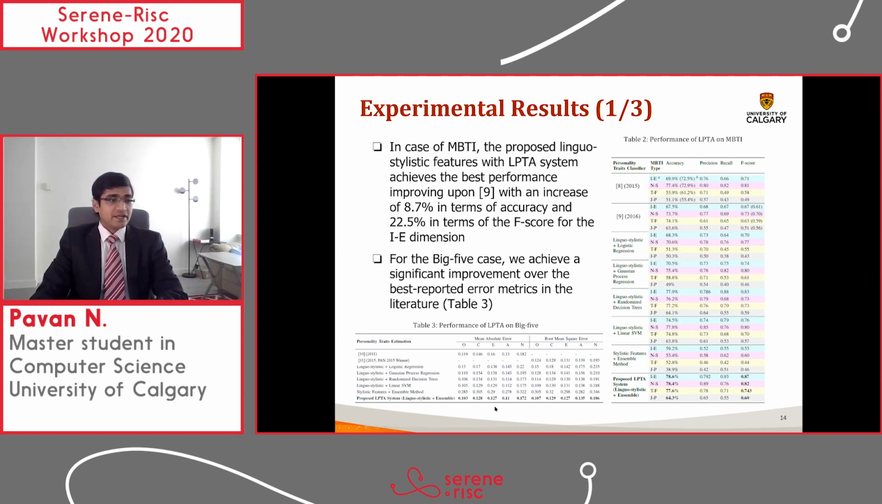And for the Big 5 personality traits, we were able to improve the mean absolute error and root mean square error across all the five dimensions.